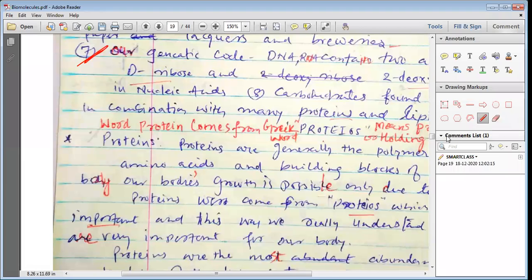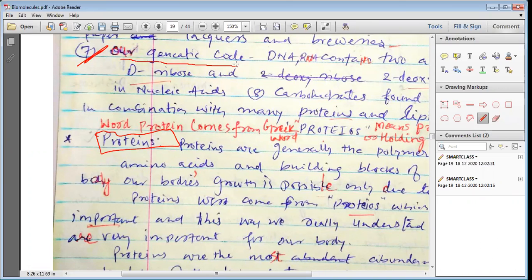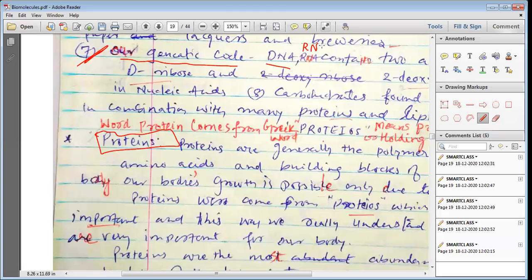After revision, let us start studying about proteins today. So today we shall study about proteins. If we study the various applications or various uses of the sugars, the important use of our sugar is our genetic code, that may be of either DNA or RNA.